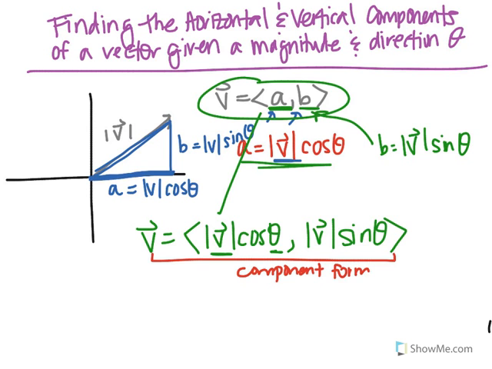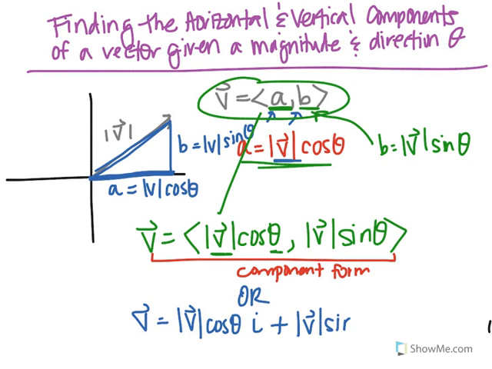I can also write this vector in ij form. So if you wanted to write vector v in ij form, it would be the magnitude of v times cosine of theta i, because remember you put the ij, plus, and then you put the next component, the magnitude of v times sine of theta j. So these are equivalent. This is just considered ij form.